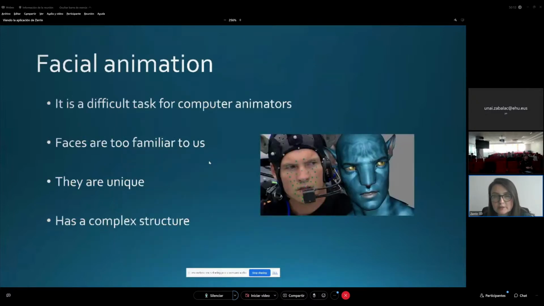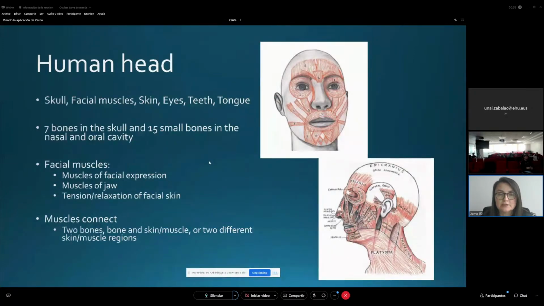Next, I want to talk a little bit about facial animation. Different from body animation, facial animation is a very difficult task. That's because it's largely done by artists, because faces are too familiar to us, they are unique, and they have a complex structure. So if we really want to simulate the human head, it's pretty complex.